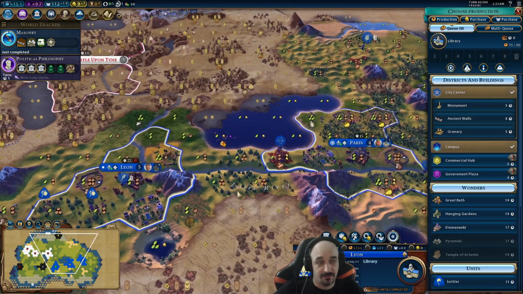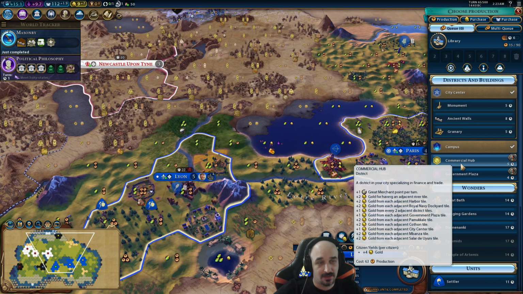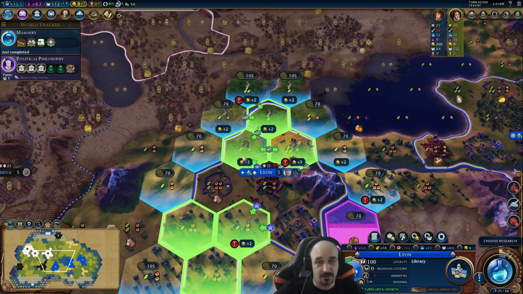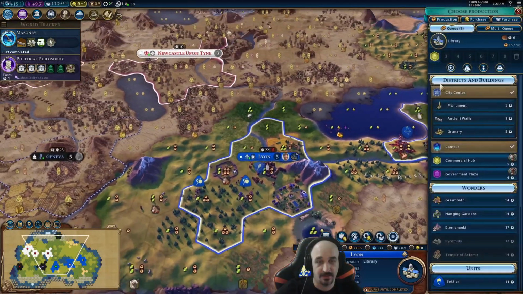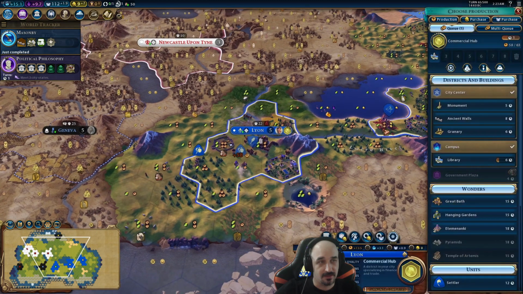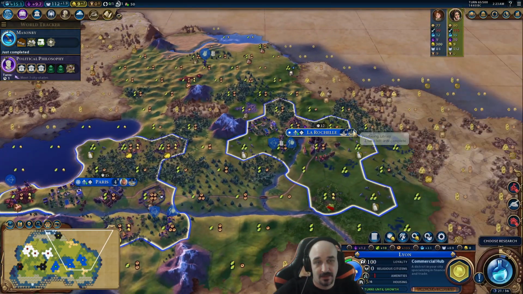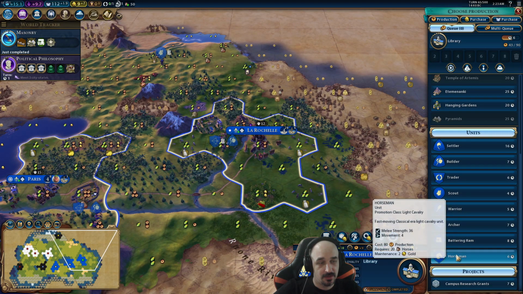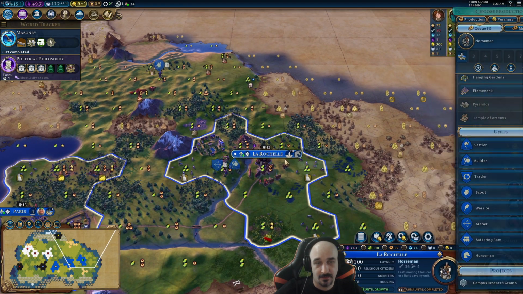So first of all, we have a discounted commercial hub. We can place it here and chop it pretty fast, like in one turn to go. A city district in one chop. Amazing. Second, what we can do is chop units like horses.